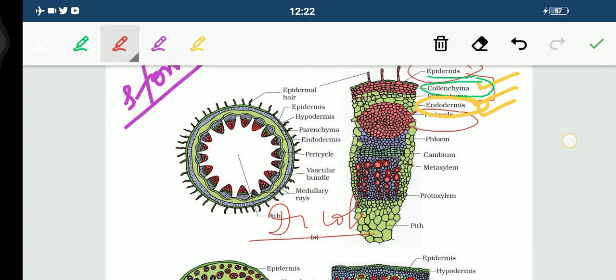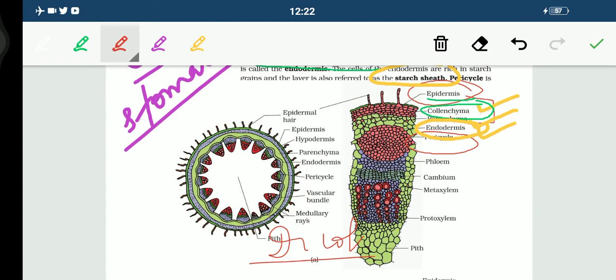Now you can see here epidermis we have done, collenchyma, the endodermis, the pericycle. Then these are the vascular bundles. We have the phloem, this complete region is the phloem. Then we have cambium between the phloem and xylem. Then you can see the xylem, we have metaxylem and protoxylem. The first formed is proto, then later on it is metaxylem, and this complete region is the pith.